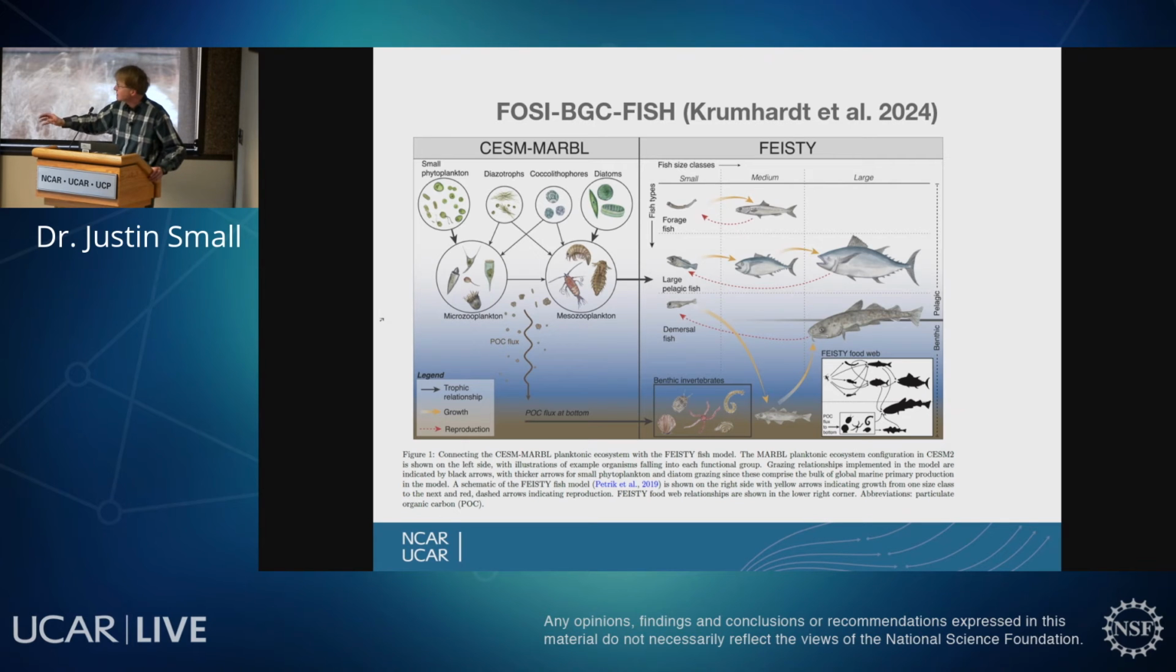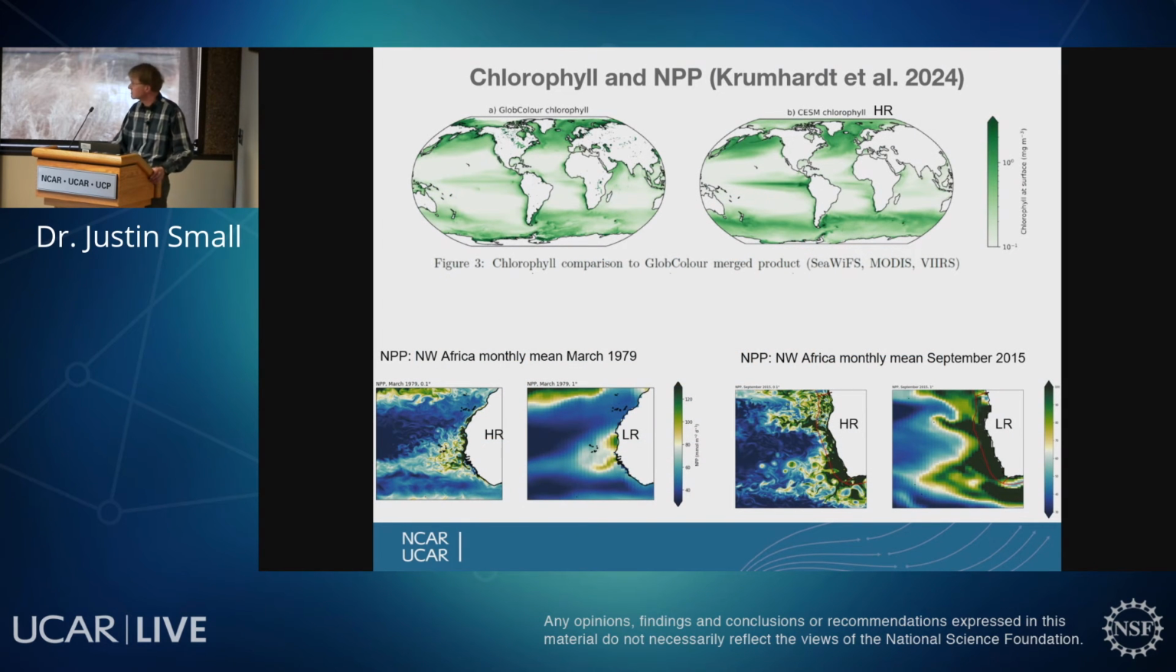This is the system schematic for the biogeochemistry model, which is on the left. This is the main marine biogeochemistry model for CESM. So that's coupled online to the ocean and sea ice models. And then on the right is the fish model. It's called FEISTY, which is an offline model to look at different size classes of fish, which you can probably anticipate is a very hard aim, and I'll talk about that in a couple of slides.